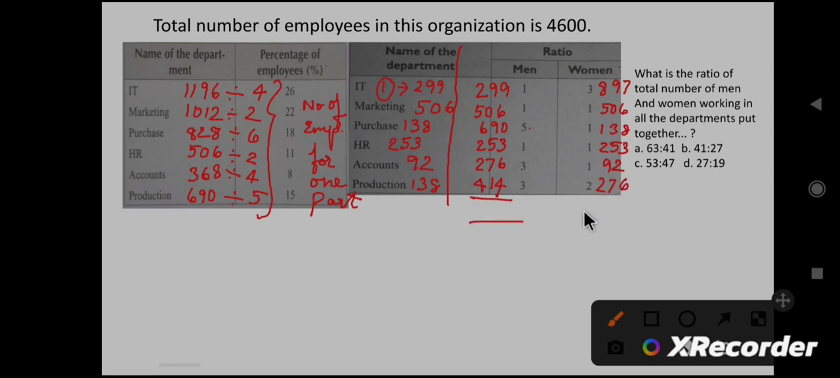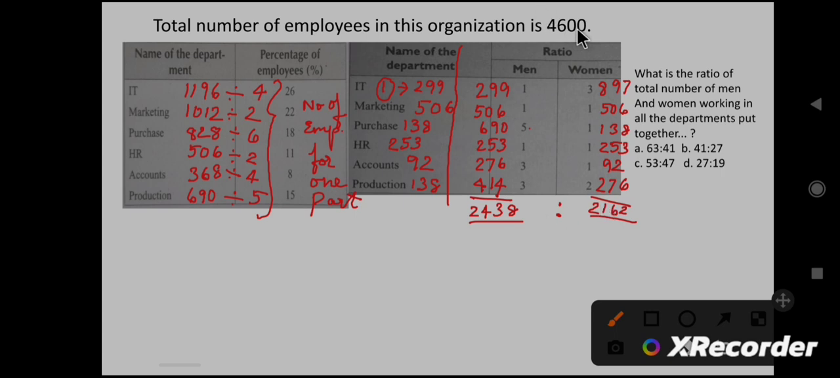If we add these, we have to add these two things and see the ratio between them. So if we add, we will get 2438 men, and for women we will get 2162. These many women are there. As we know, these many men and these many women are there in this organization. If we add these two things, we will get 4600, which is the total number of employees. This we can do to check whether our answer is right or not. If it is not equal to 4600, then we have to recheck our answer. So if we add these two, yes, we are getting 4600.